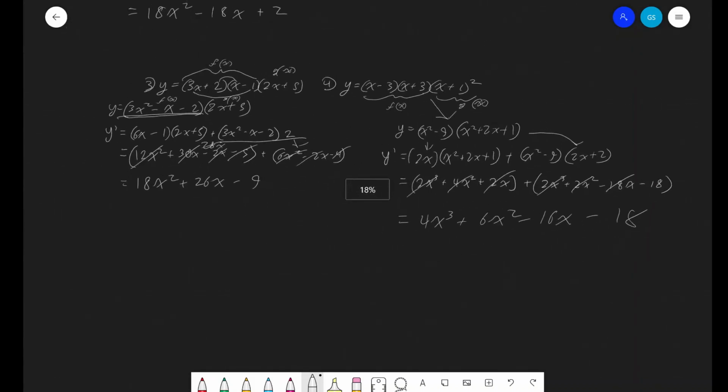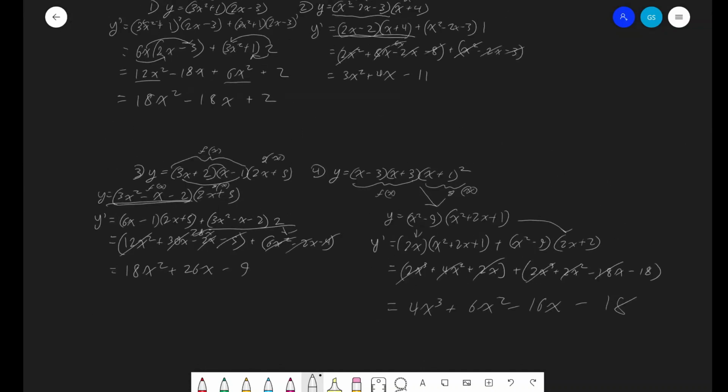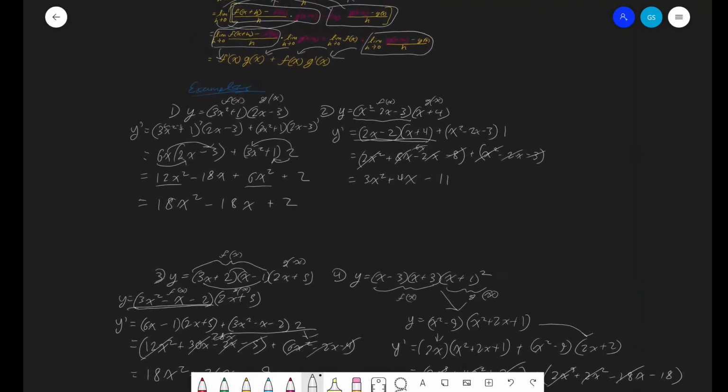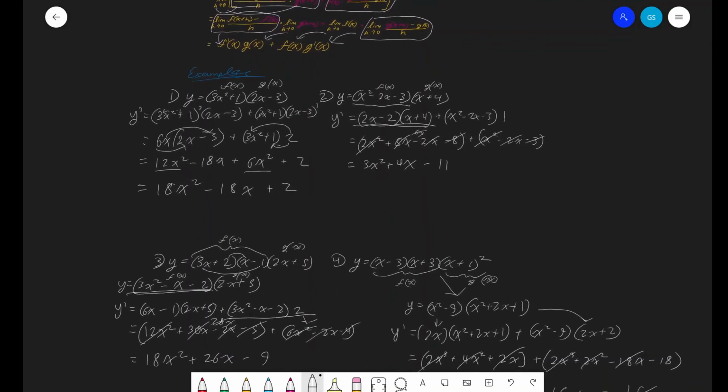So hopefully this was helpful. I wasn't too fast with my steps and everything, I tried being as clear as I can, but a lot of this just comes with practice, nothing too crazy. The next video we'll talk about the quotient rule, another way to differentiate. And yeah, that's pretty much it.